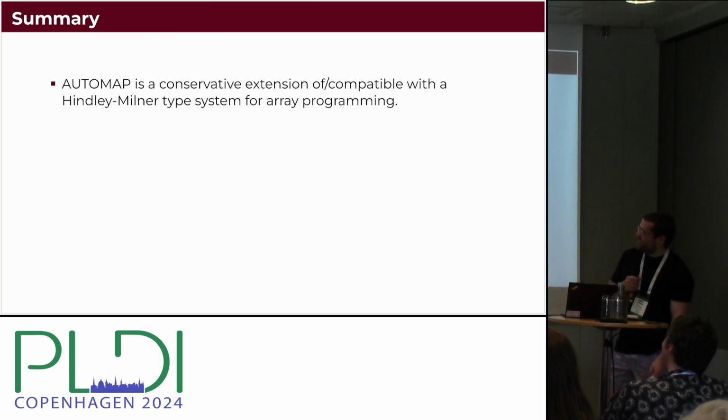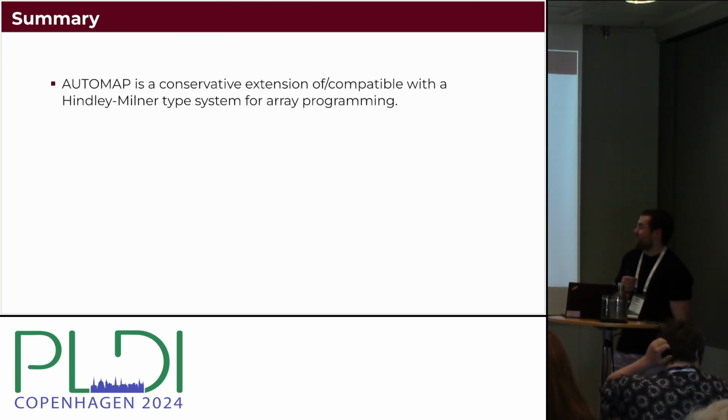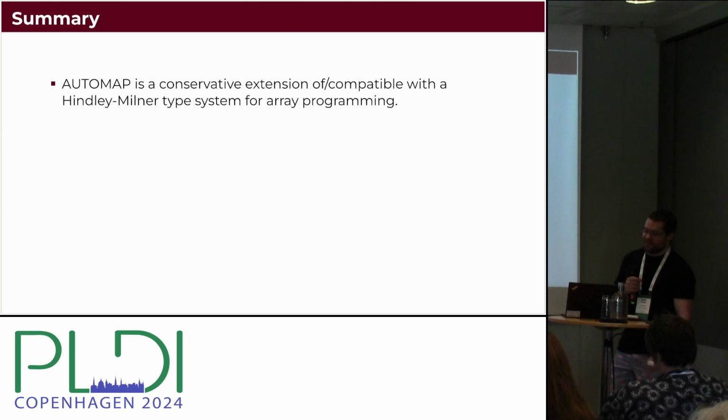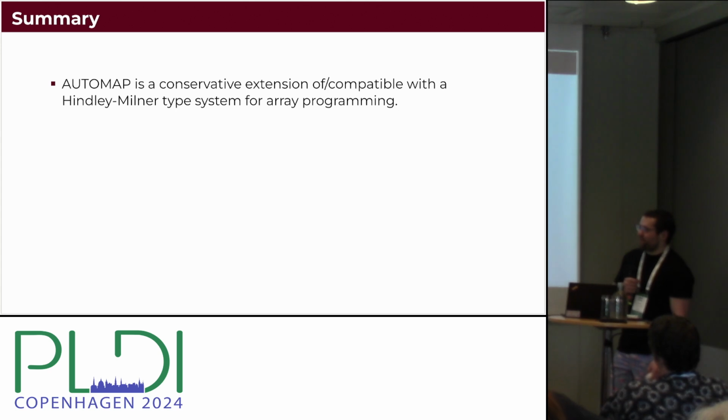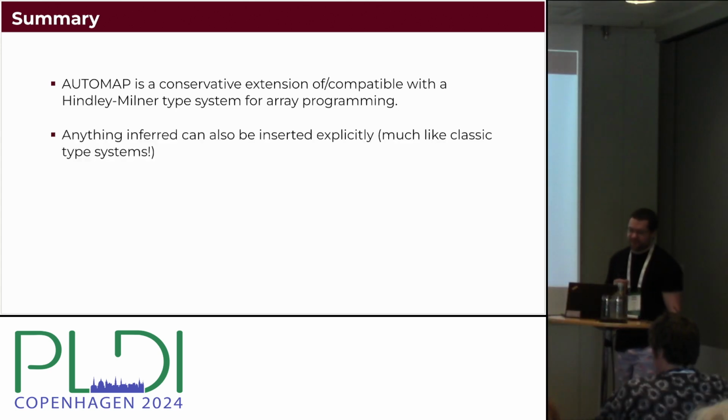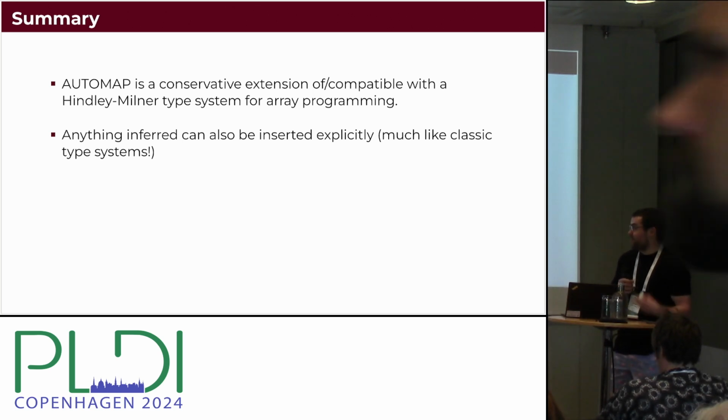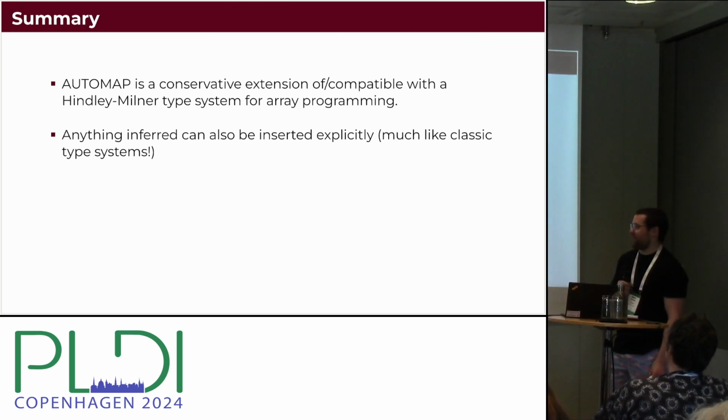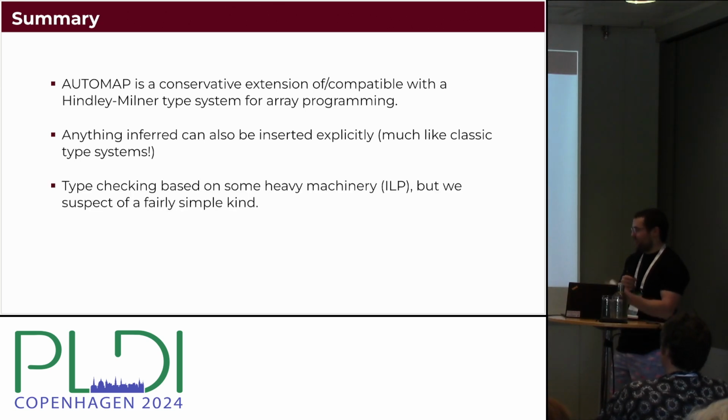So in summary, AUTOMAP is a conservative system, and importantly, it's compatible with Hindley-Milner type systems. So you can sort of add it on to an existing system in a reasonable way, which is what we did. Anything that can be inferred can also be inserted explicitly. So it's very much like a classic type system with classic type inference. You can always choose to put the type in a type annotation yourself explicitly. Type checking is, of course, based on some heavy machinery, which is ILP. But the problems tend to be simple, and the solver tends to be quite fast.